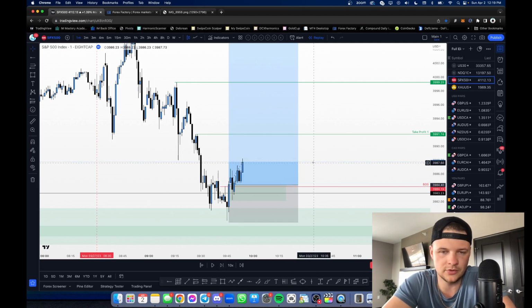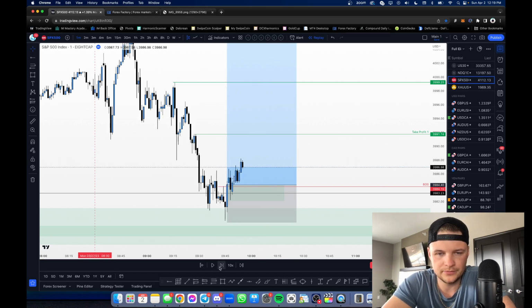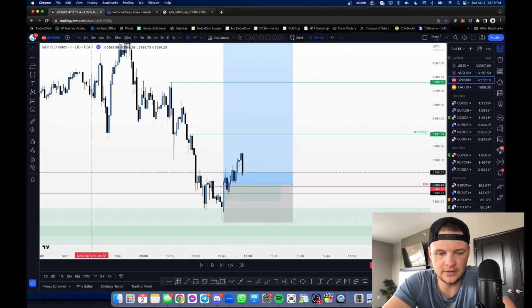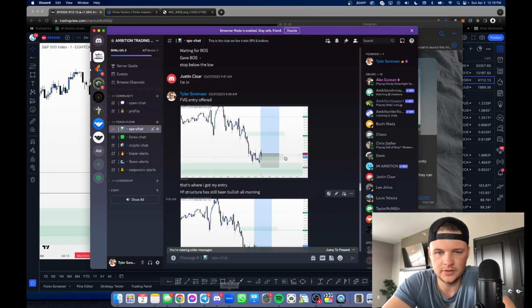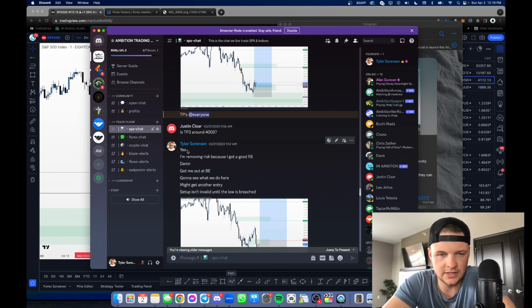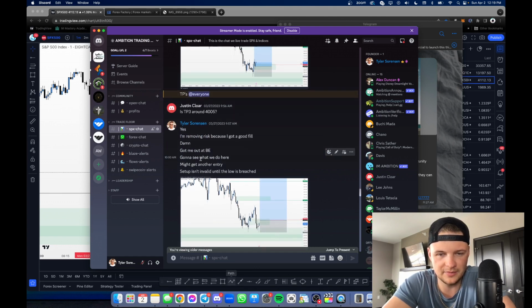So we're making our way up, looking good. We can delete this equilibrium so it looks a little bit nicer. And then price, once it has a down close candle, because we tap into this order block, there was a down close candle right here. And then this is where I ended up actually saying, let's go stop to break even. So I said, I'm removing risk because I got a good fill. Damn, got me out of BE.